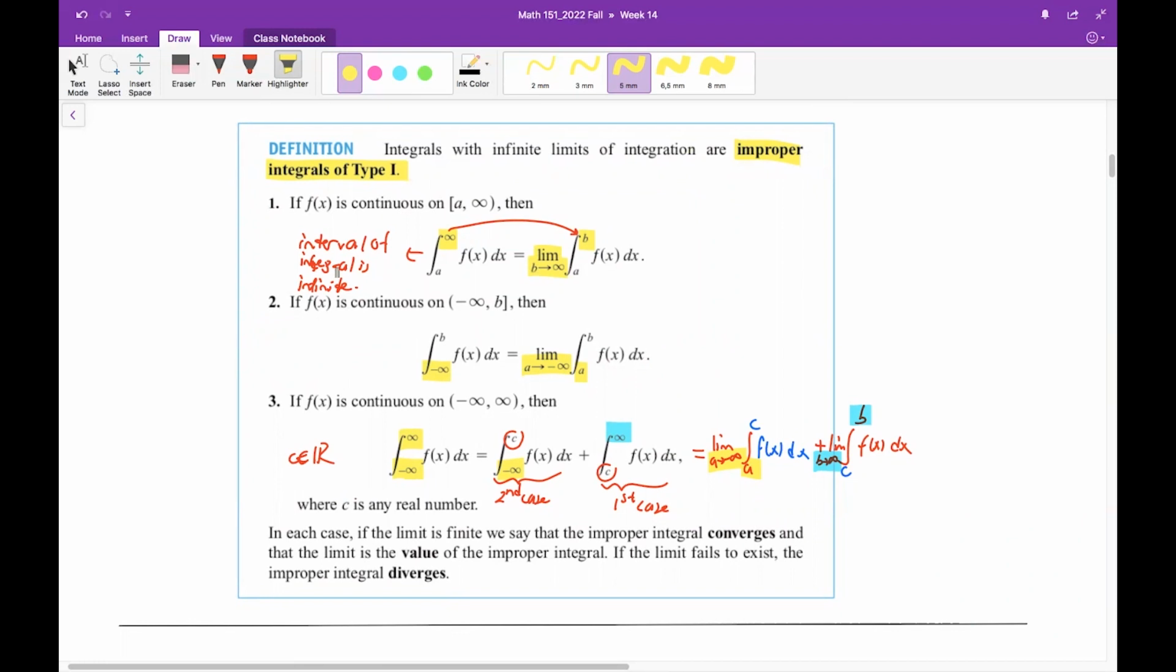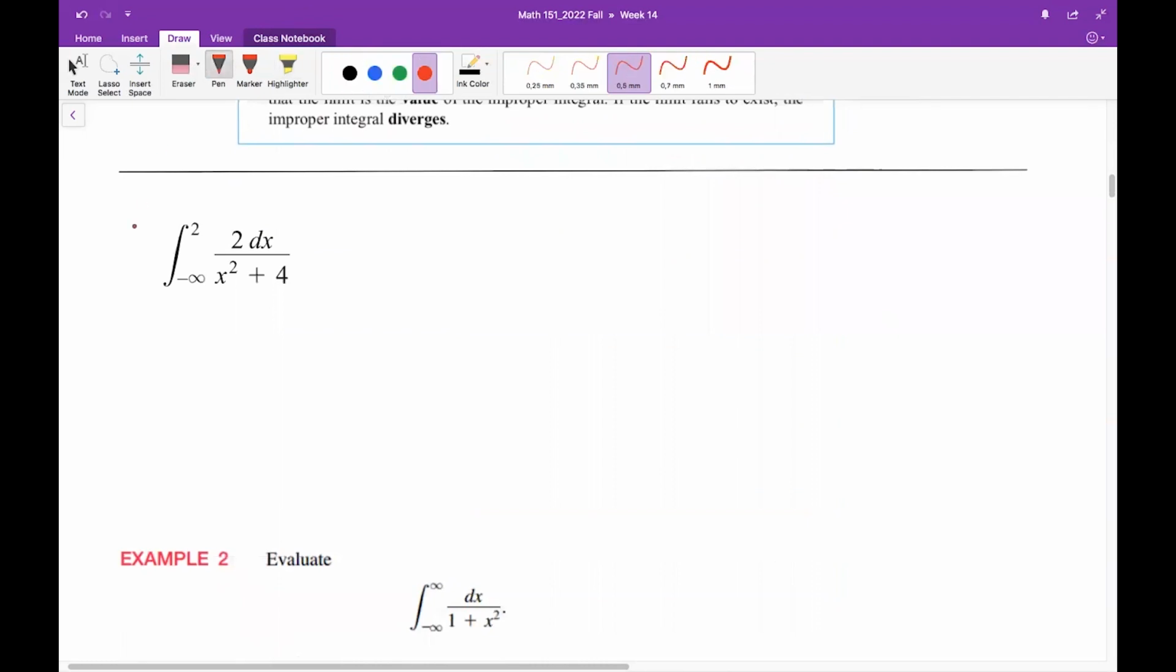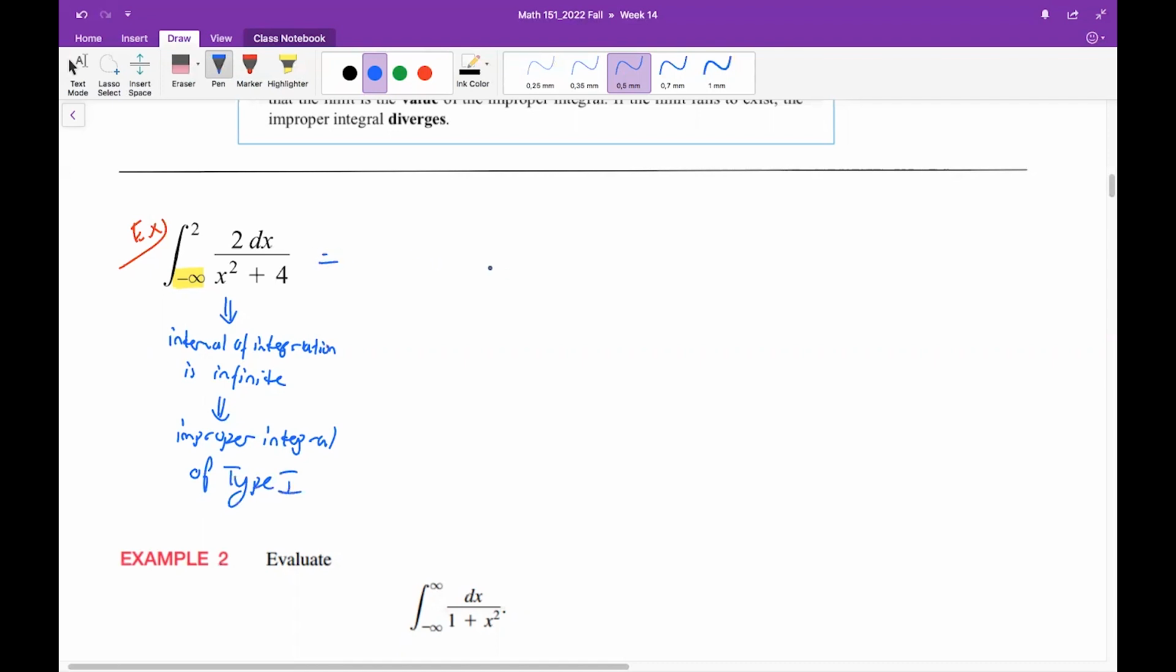Okay, so let's move on. This is the first example. And as you noticed, this minus infinity at the lower bound of the integral makes it an improper integral. So the interval of integration is infinite. That's why this is an improper integral of type 1. So we need to use limits to fix the problem.